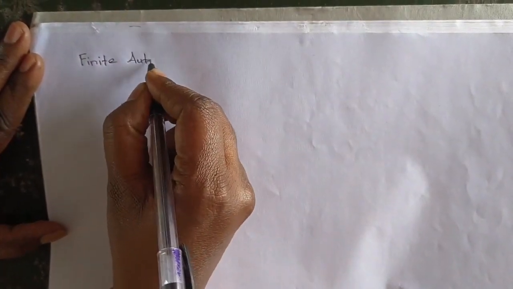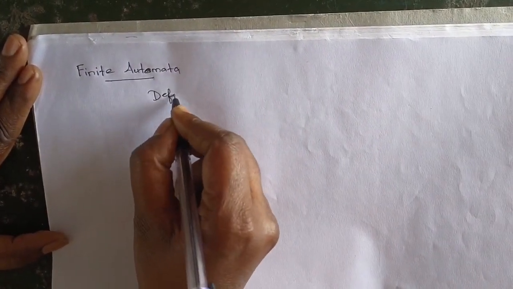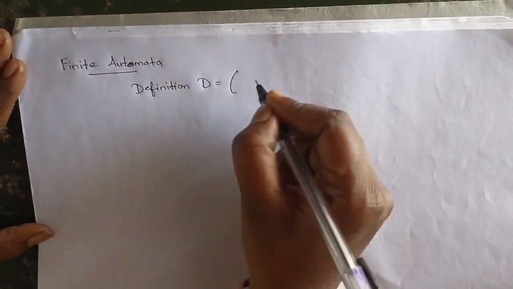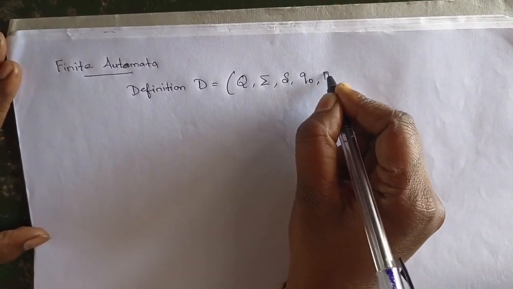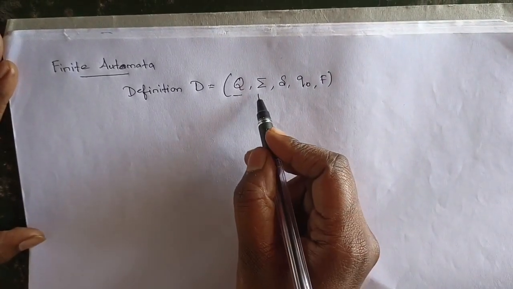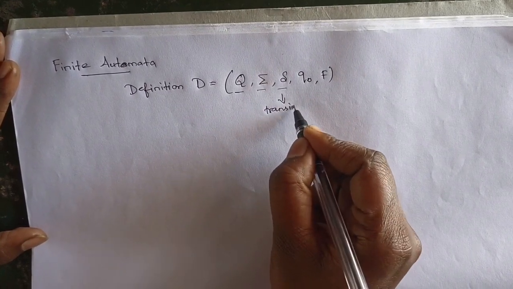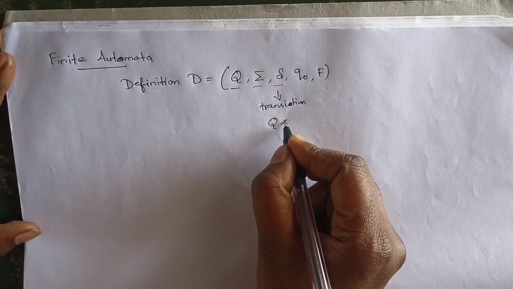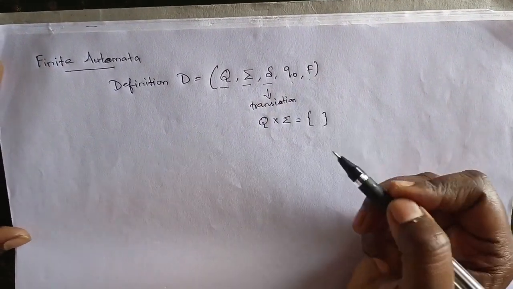Now we are going to see how to construct the finite automata. The definition of finite automata is a 5-tuple: Q, Σ, δ, q0, F. Q is a finite set of states, Σ is a finite set of inputs, and δ is the transition function. The transition function is nothing but Q × input equals the transferred state. Q0 is the initial state, F is the final state.